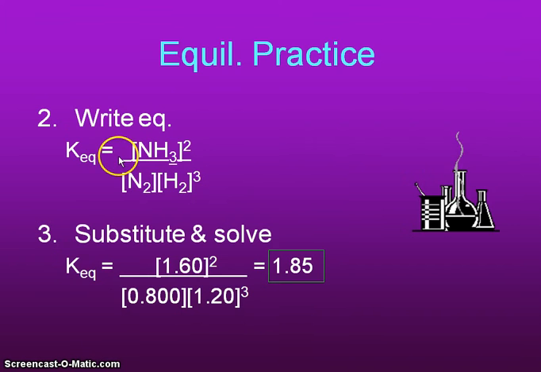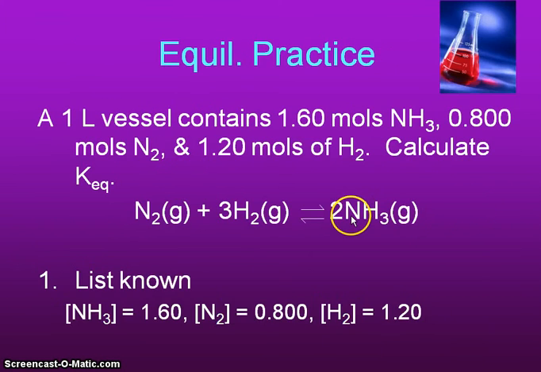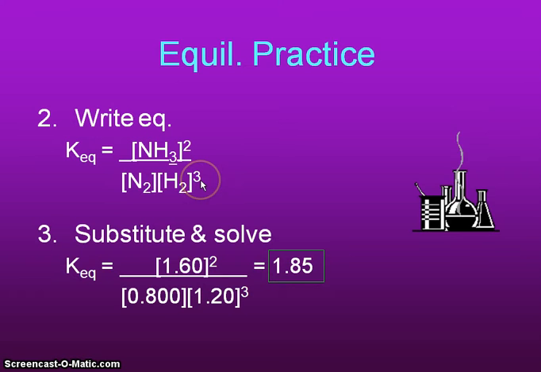Then we're going to set up our equilibrium expression. So in this case, KEQ is going to be equal to the ammonia concentration squared. Okay, that was our product, and then our 2 reactants are the nitrogen and the hydrogen, and we're going to have to cube the hydrogen. And then we're just going to plug our values in. So we want to plug in our ammonia molarity, and then divide that by our nitrogen and hydrogen molarities, making sure that we square our ammonia and cube our hydrogen. And the value that we come out with at the end is 1.85.